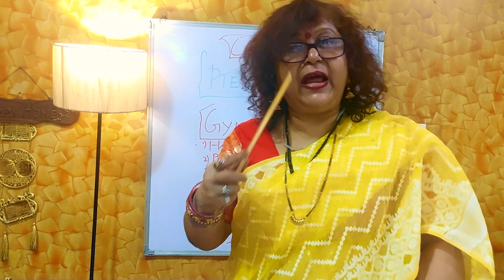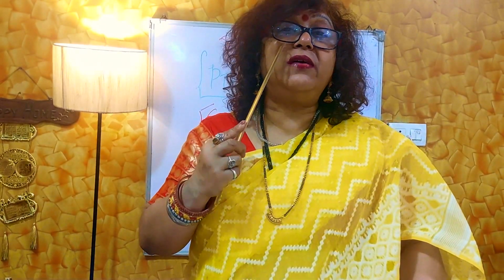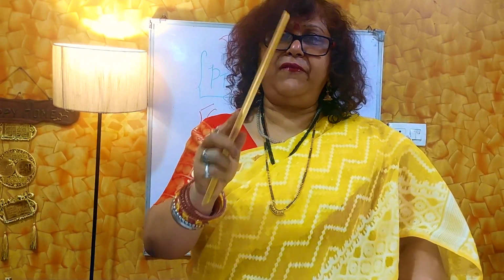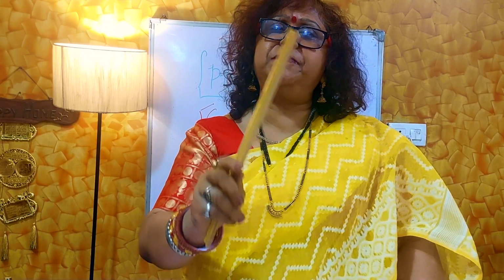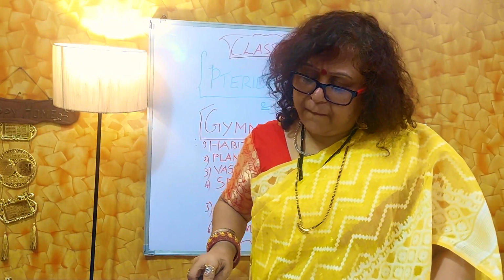And the plant may be monoecious, where both male and female organs are on the same plant, as in the case of the pinus tree, or sometimes it can be dioecious, where male and female organs are on separate plants, as in the case of cycas. A very, very important example for a monoecious gymnosperm is pinus, and for a dioecious gymnosperm, cycas. Okay, now that is all.